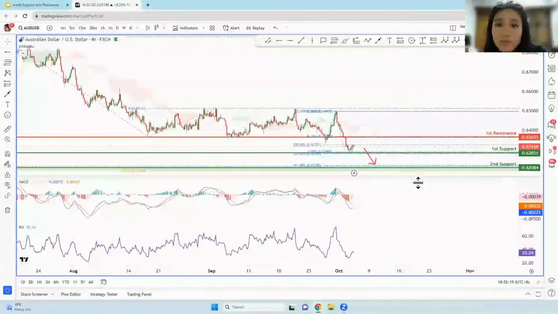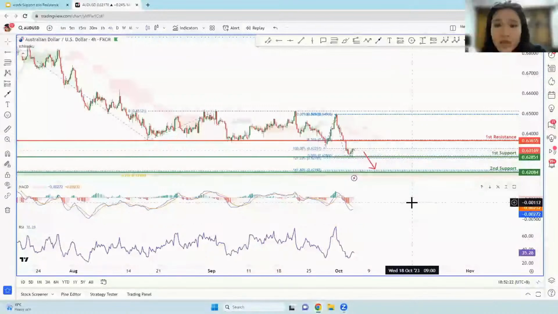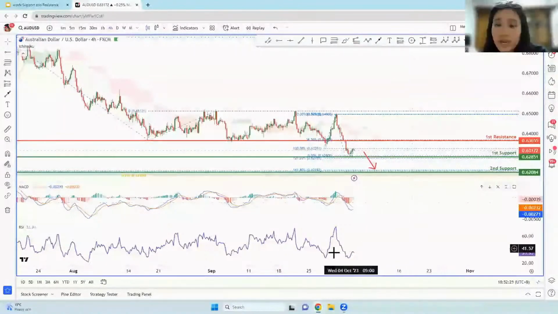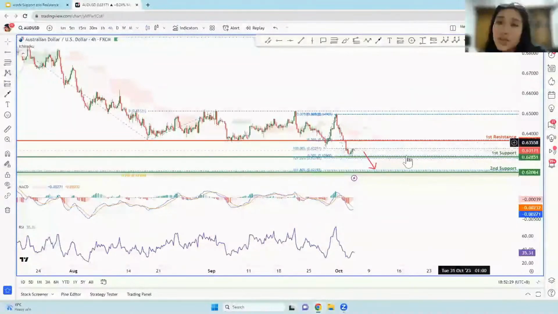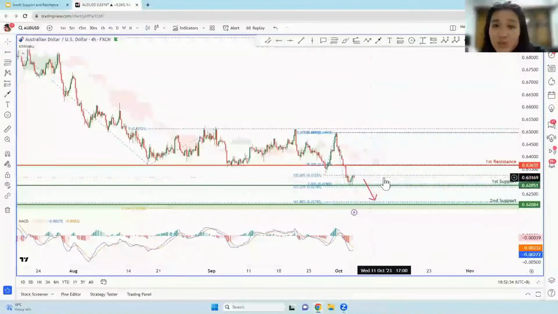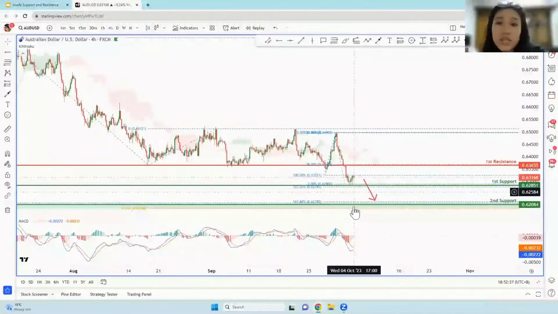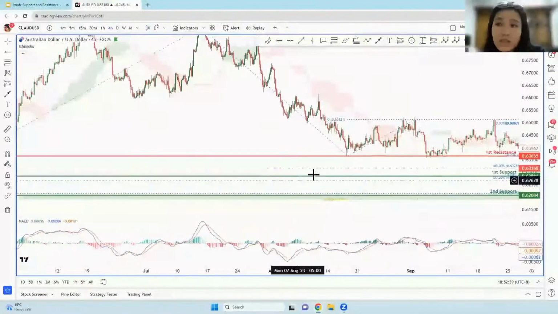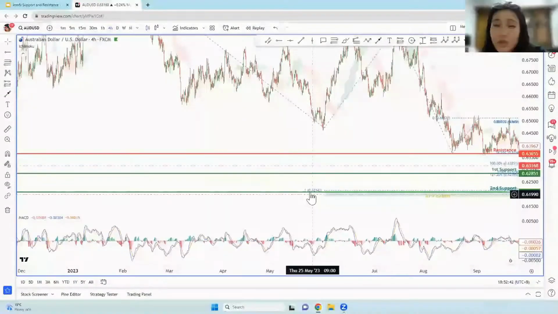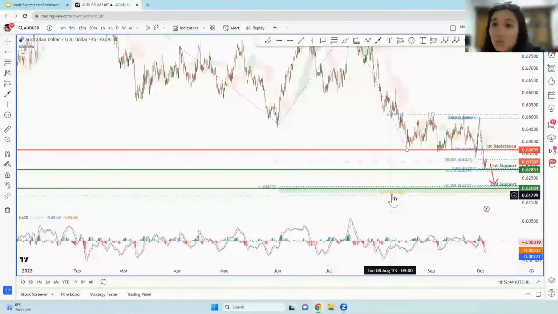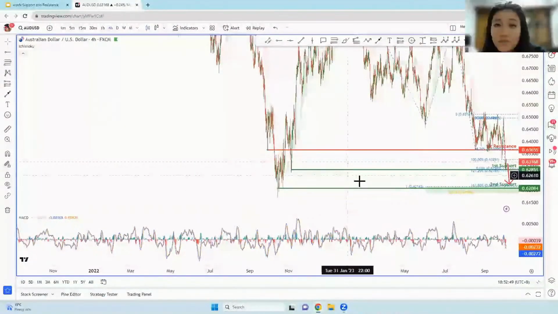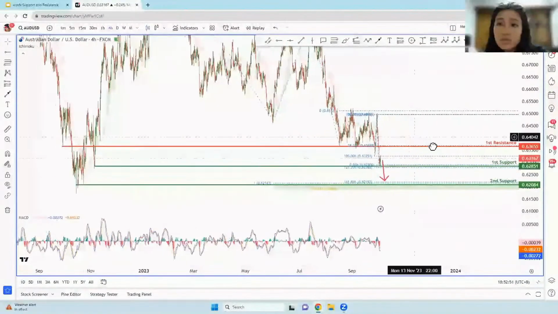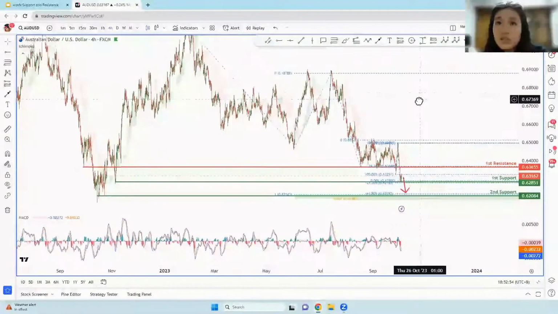our second support. Confluence areas also tend to attract price. So we can expect price to reverse off of it, but we are also expecting price to be attracted to this area. Areas like our second support, where you have the 100% Fibonacci projection, 61.8% Fibonacci projection, and this huge swing low here, we can expect price to continue to drop here.